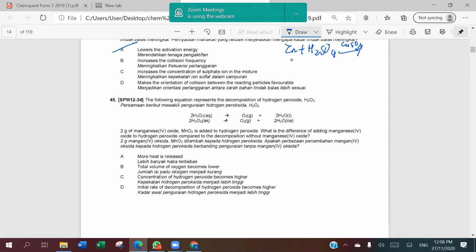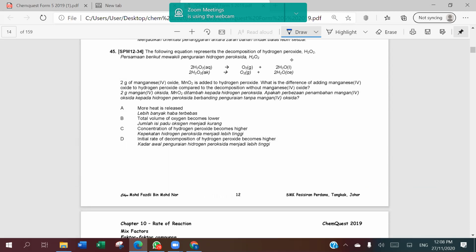Okay. Let's go to 45. 2 grams of manganese oxide is added to hydrogen peroxide. What is the difference with adding catalyst and not adding catalyst? What's the difference? Concentration. No, nothing to do with concentration. Adding the catalyst can only affect one thing. Heat. Temperature. No. What's the answer? D. D, correct. Good job.